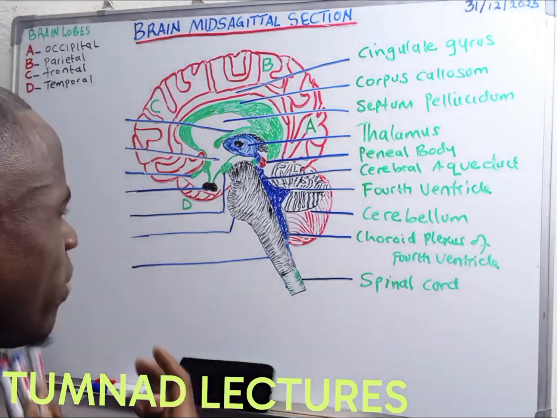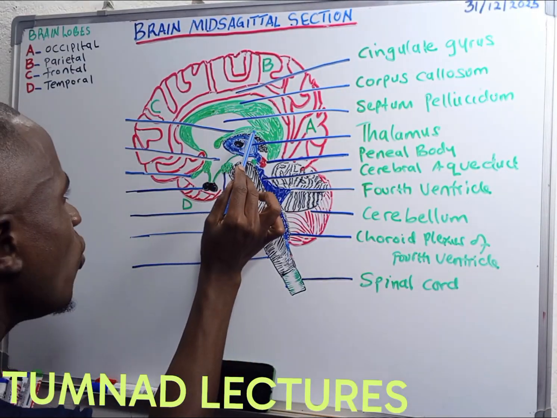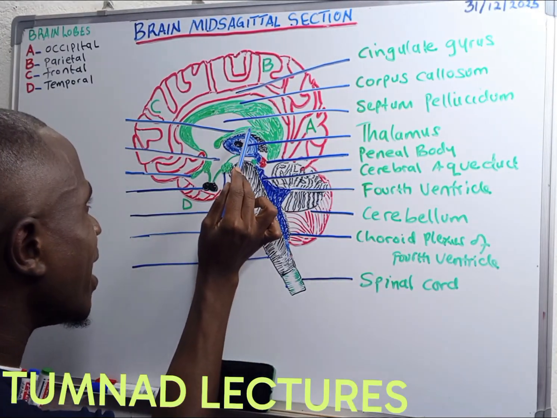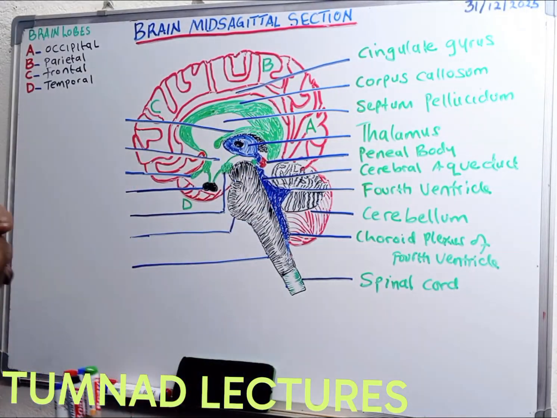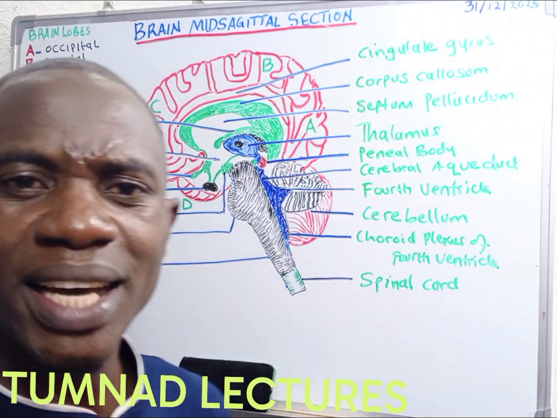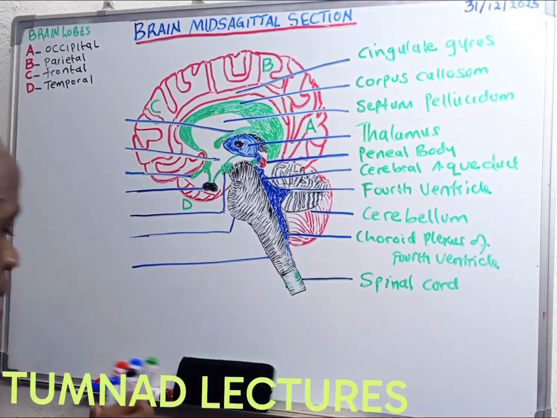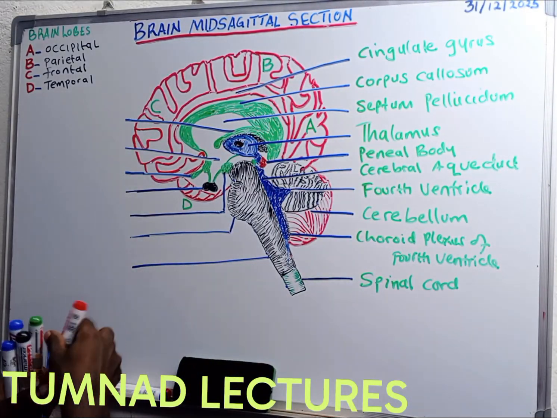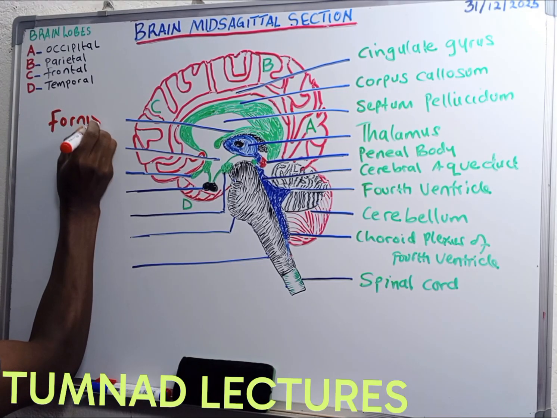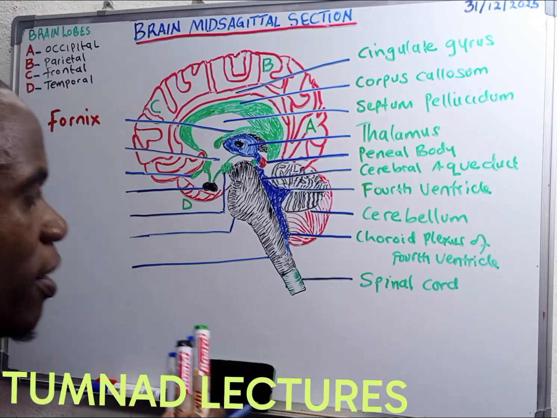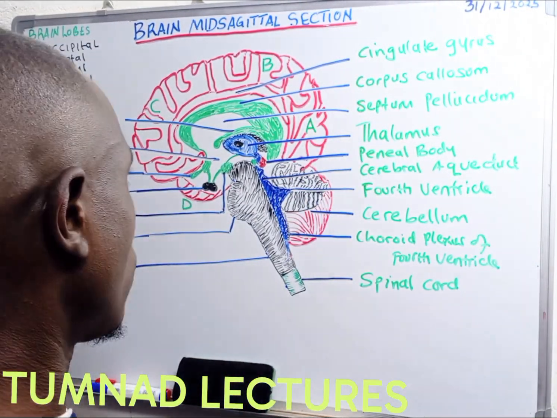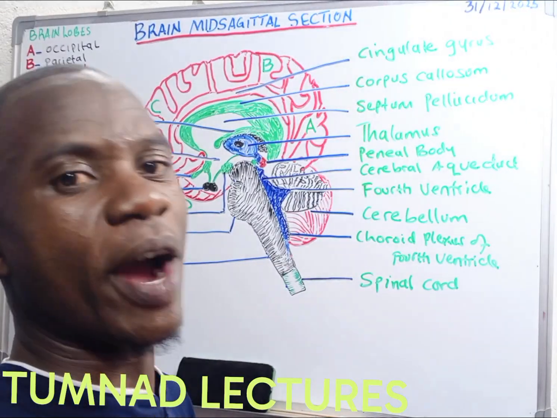This front part is very important. Now, how do we call this kind of band of axons which are myelinated, just superior to the thalamus? How do we call this structure here? They call this structure the fornix. It is very important. It is a band of myelinated axons, which is going to be part of the white matter.